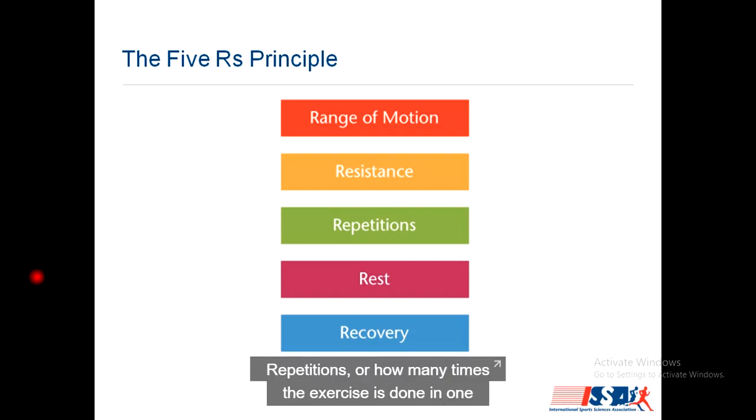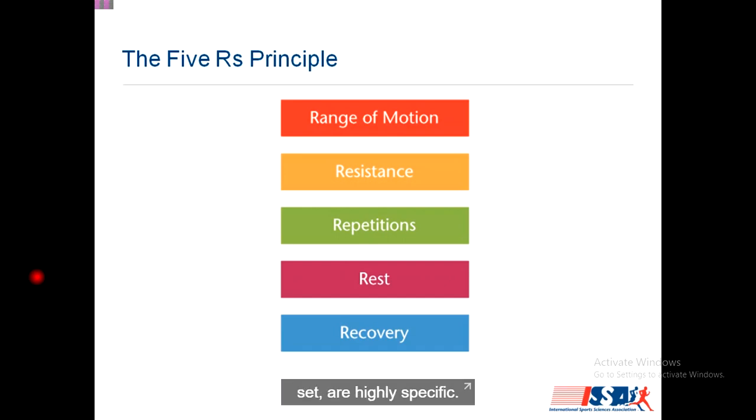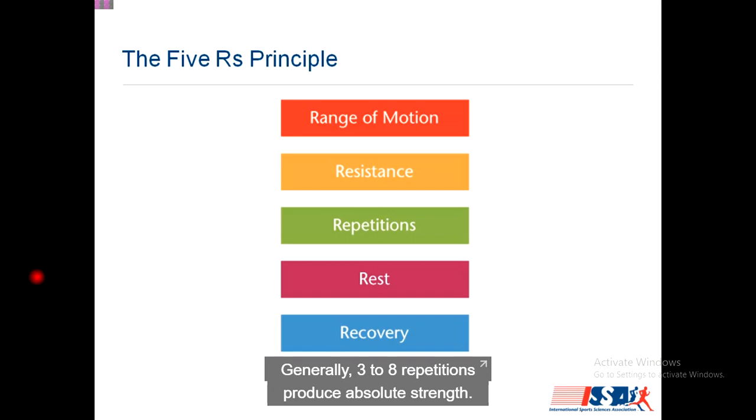Repetitions, or how many times the exercise is done in one set, are highly specific. Generally, 3 to 8 repetitions produce absolute strength. 10 to 20 repetitions produce anaerobic strength endurance, and 20 to 40 reps produce aerobic strength endurance.